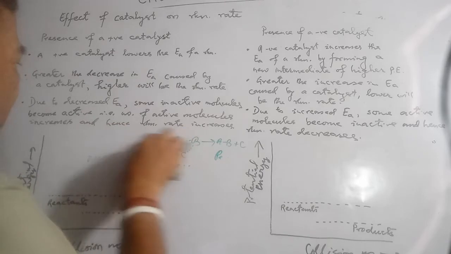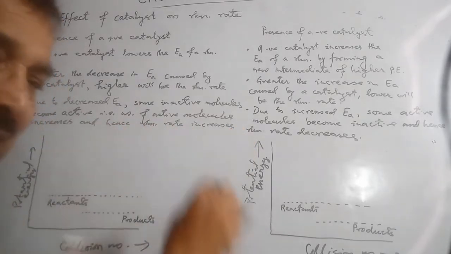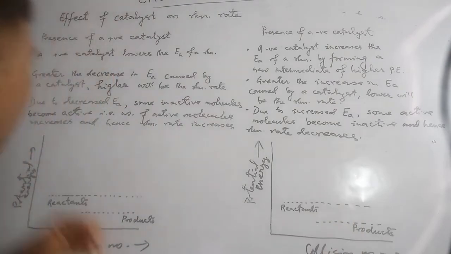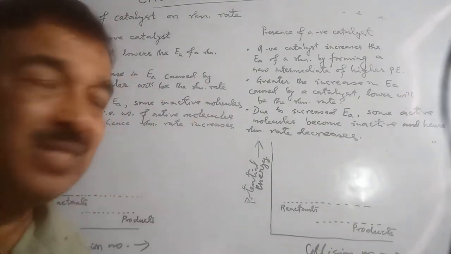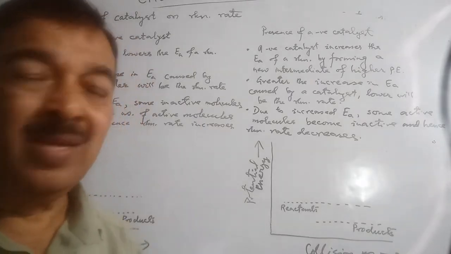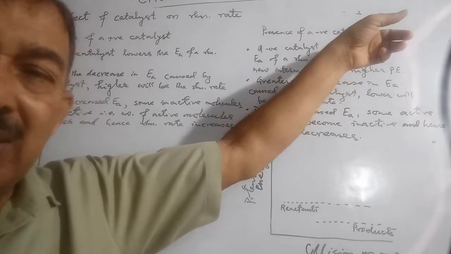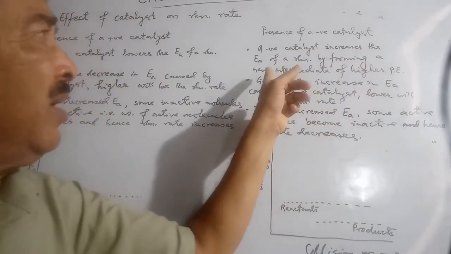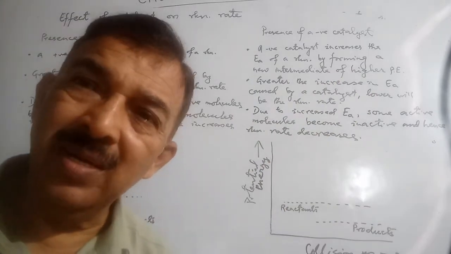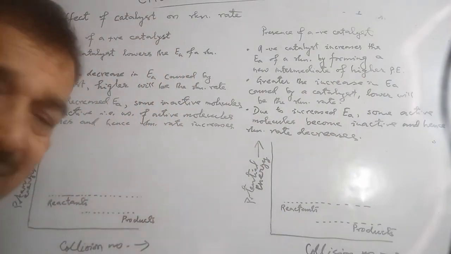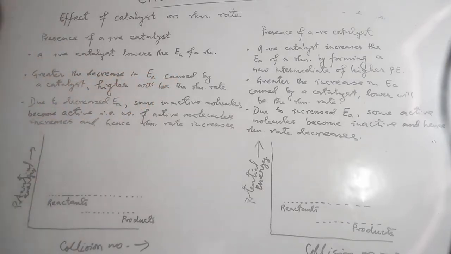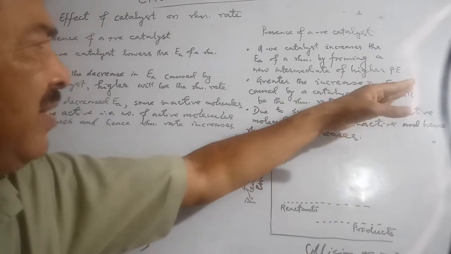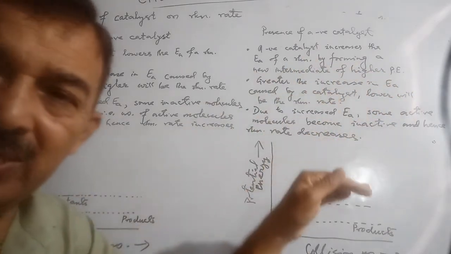Now let us discuss these two, positive and negative catalysts, in detail. A positive catalyst lowers the activation energy of a reaction. A negative catalyst increases the activation energy of the reaction by forming a new intermediate of higher potential energy. Greater the decrease in activation energy caused by a catalyst, higher will be the reaction rate. And greater the increase in activation energy caused by a catalyst, lower will be the reaction rate.